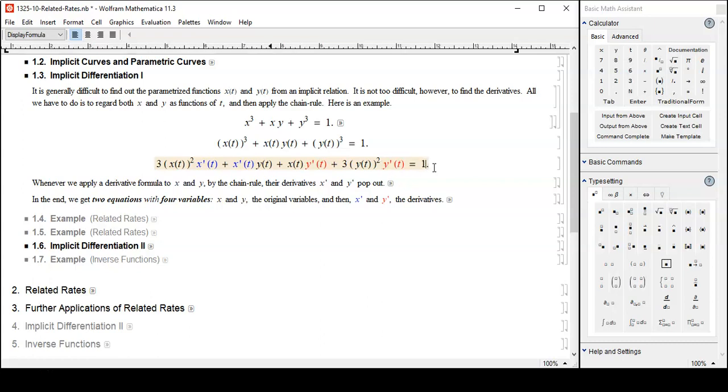So, pay attention to the left-hand side. We apply the chain rule for this composite function, chain rule for this composite function, and the product rule for this product function. Now, how about the right-hand side? Well, the right-hand side is not equal to 1.